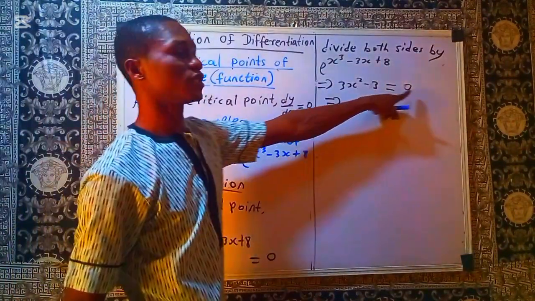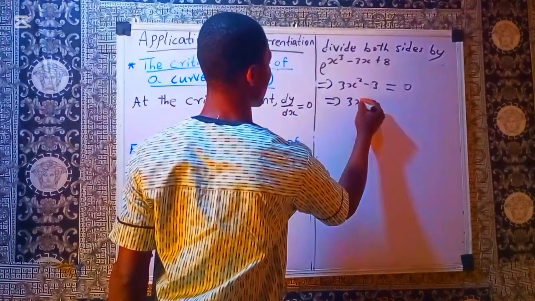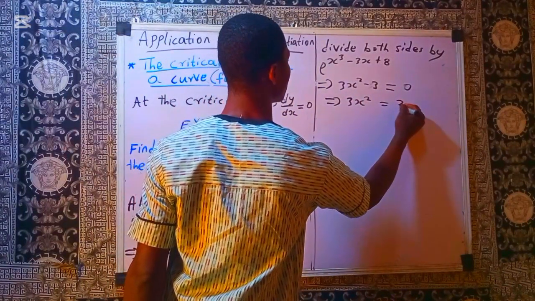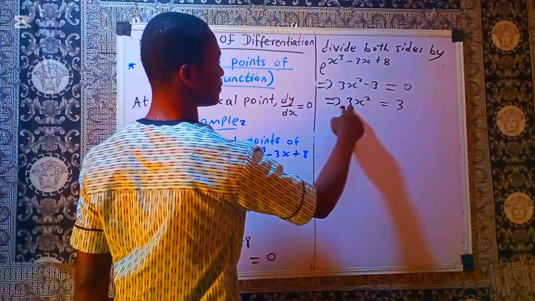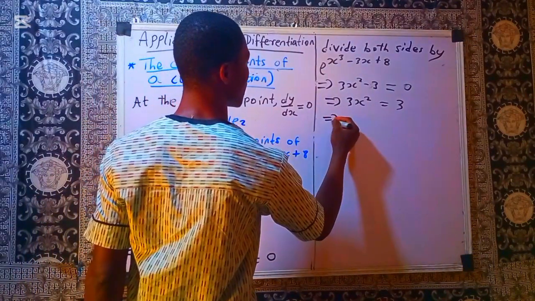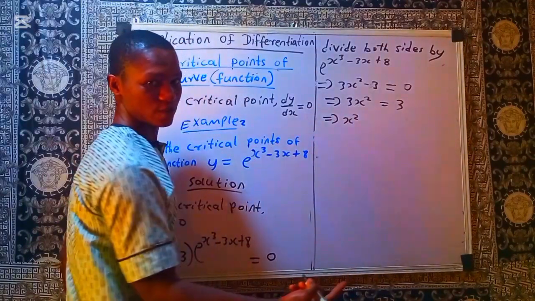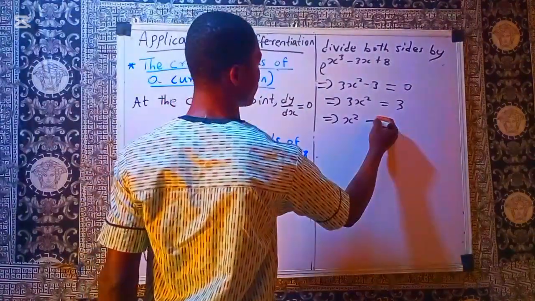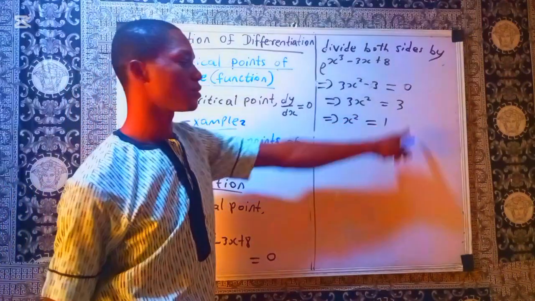We can move 3 to this side, right? If you move 3 to this side, this implies 3x squared equals positive 3. I'll move this 3 to this side. So if you divide both sides by 3, this implies x squared. If you divide here by 3, I have x squared. If you divide here by 3, I have 1. So I divided here by 3, divided here by 3.